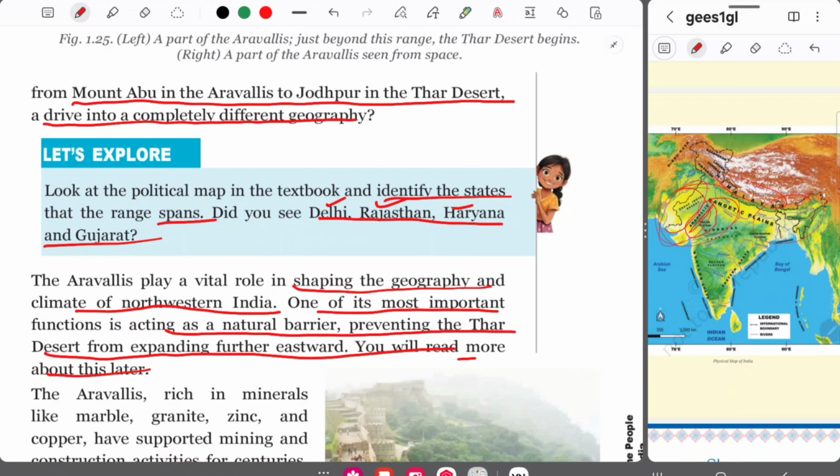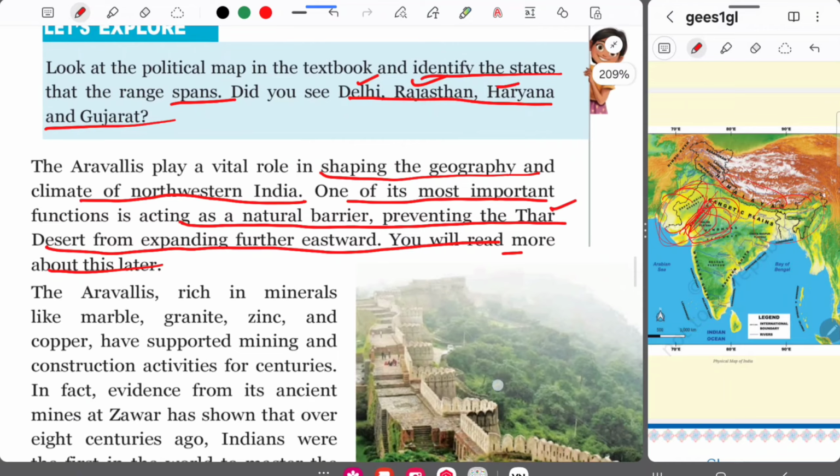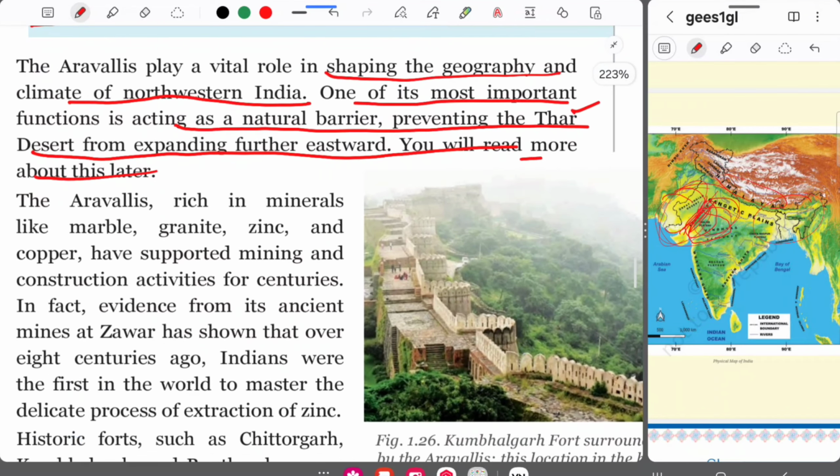Otherwise, what will happen if there were no Aravalli hills over here? The desert will expand and this area will also be all desert, because the wind will blow the sand dunes and scatter them around this area also. But because these hills are acting as a natural barrier, a natural boundary, preventing the Thar desert from expanding further. I hope you understood. Otherwise, this area would also be desert.